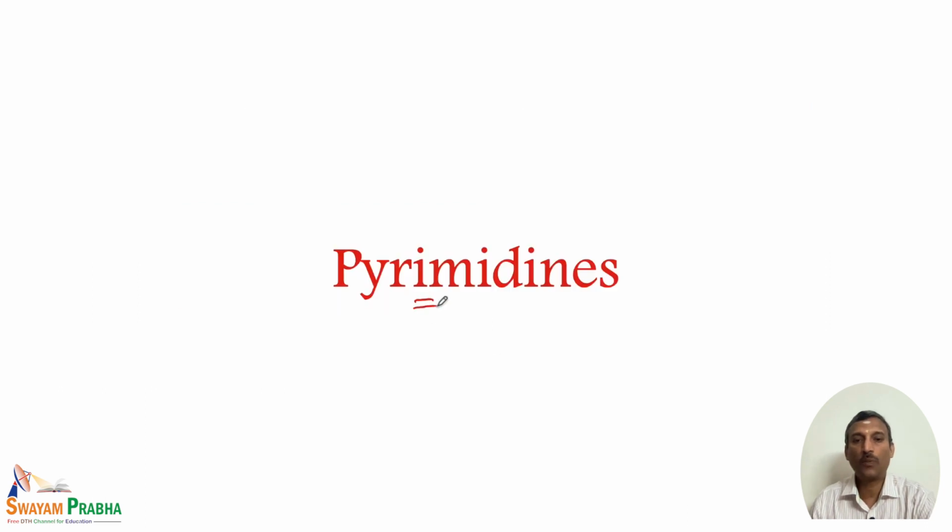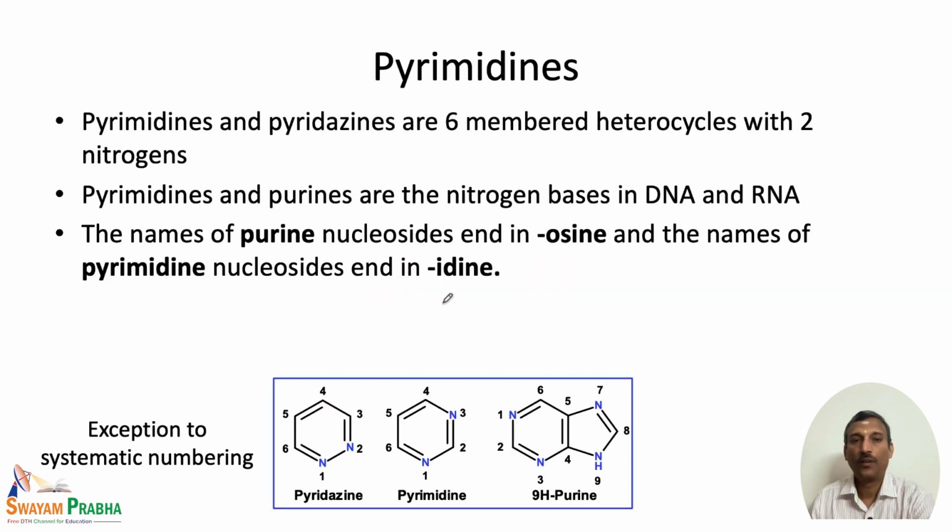Let us look at pyrimidines. Pyrimidines and pyridines are 6-membered heterocycles with nitrogen atoms. If it is a 1,2 substitution, they are called pyridazines. If it is 1,3 di-substitution of nitrogens, they are called pyrimidines. And 9H purine basically has the 1,3 di-substitution in the 6-membered ring.